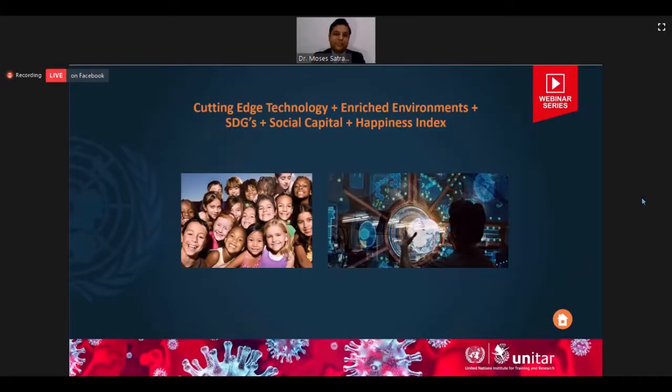Cutting-edge technology can help create enriched environments. Children love these apps and game-based learning platforms, and the SDGs, and social capital, and the happiness index. It's intriguing to see how enriched environments can create social capital and a happiness quotient that can be enumerated. Actually, you can measure this. There's also gross domestic product, but there's also a gross national happiness quotient, and you need to study some of these things. And the SDGs, or the United Nations Sustainable Developmental Goals, have to be taken very seriously.